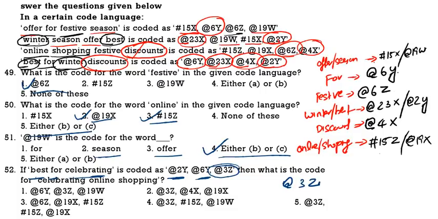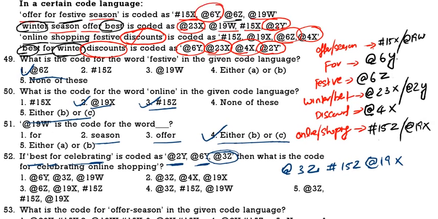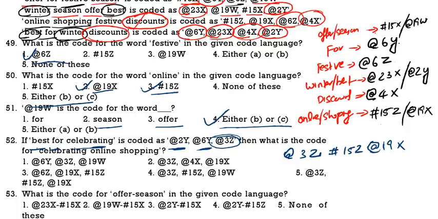Online shopping. So online shopping means we will get hash 15z at for 19x. So the answer is at for 3z hash 15z at for 19x. So the answer for this is option 5. Option 5 is the correct answer.